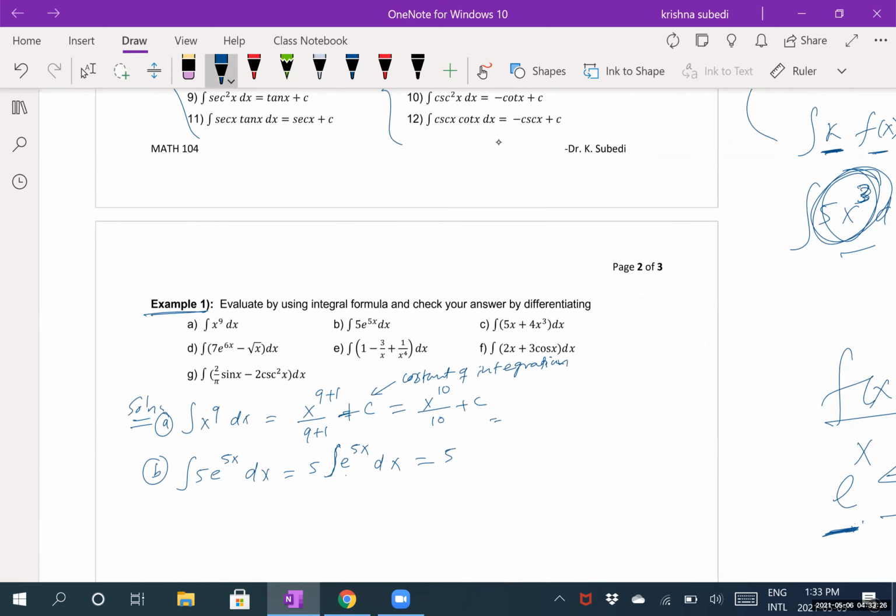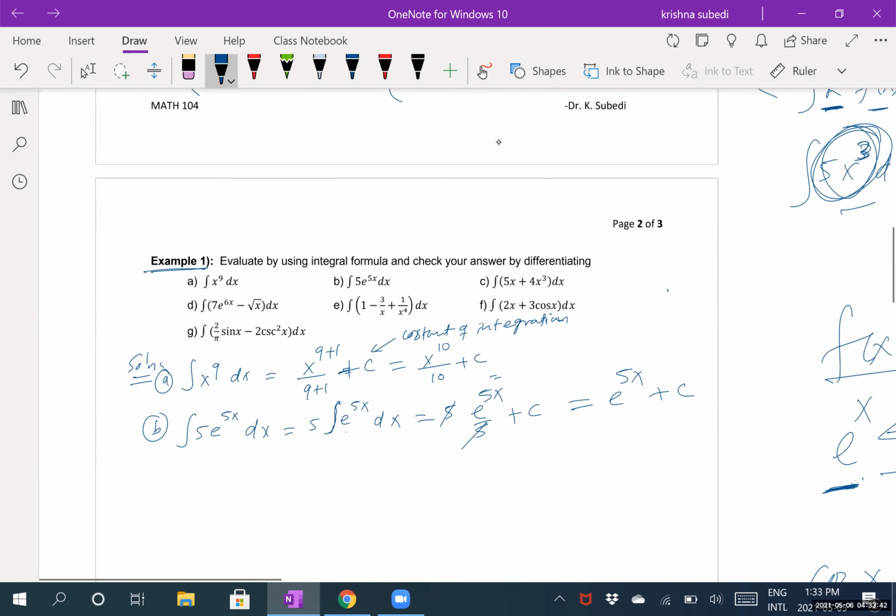Okay, so now this one will be 5e raised to power 5x over 5 plus c, and this 5 cancels out, you will get e to the 5x plus c. That's it. Let's try. I will do 2 of these. We did A and B. Now I'll do 2 more and you will do the remaining.